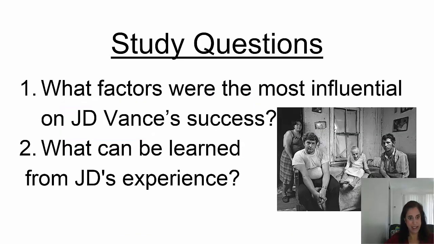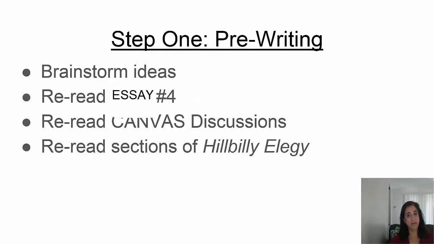So to study for the final exam, keep in mind these two questions. What factors were the most influential on JD Vance's success? So you're basing this on the assumption that JD Vance did achieve the American dream, that JD Vance is successful by chapter 15. Starting with that premise, what were the influences that got him to that point? Also, what can be learned from JD's experience? That's more of a personal reaction to the text. To get started, before the final exam, you should brainstorm ideas about that question. Also, many of the answers to that question you will find in your own essay number 4.